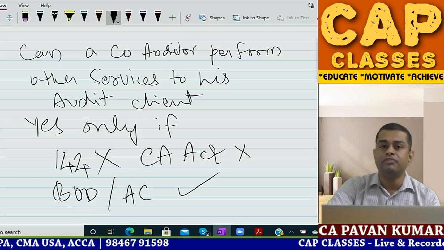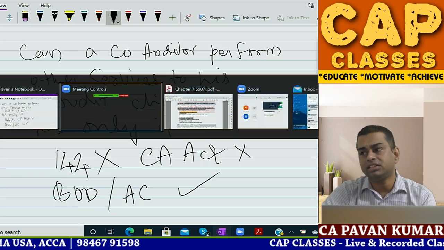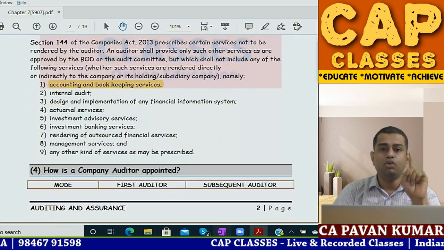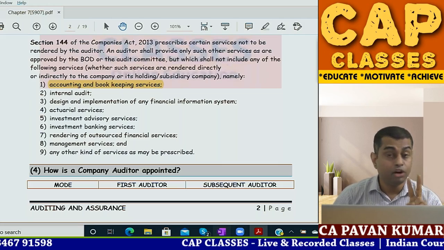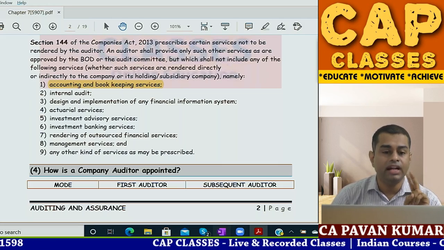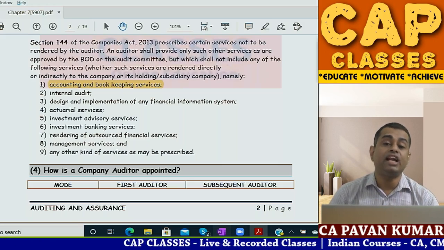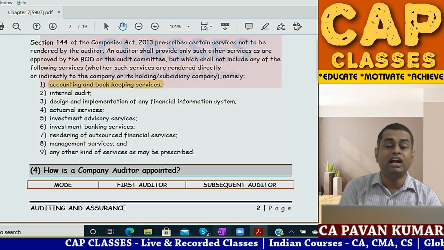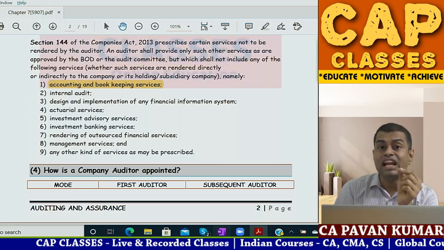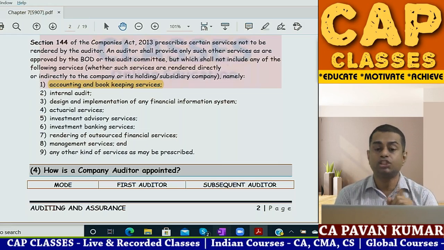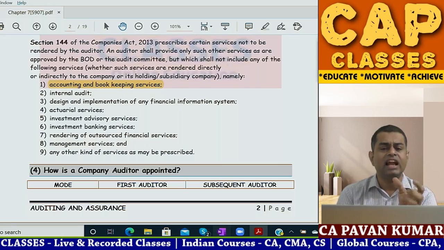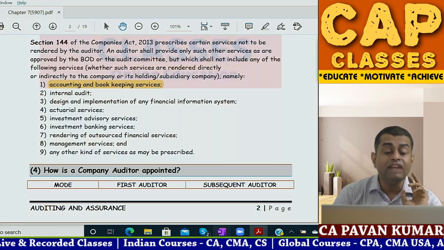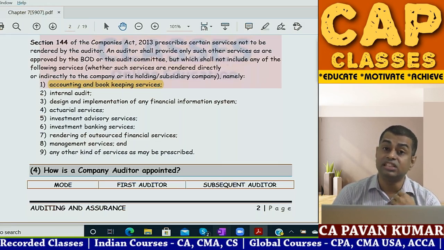This is a global disqualification. In many countries it is there. Okay. So what are the services that cannot be rendered? 1. Accounting and bookkeeping. 2. Internal audit. Very important. You cannot do internal audit of your audit client. 3. Designing and implementation of financial information system. Why? Because that is what you need to evaluate. So if you develop that, there will be self-review threat. Threats to independence. So you should not do that. Actuarial services like calculation of provision for gratuity and this kind of services, that you should not do. Then investment advisory services, investment banking services, these are prohibited.